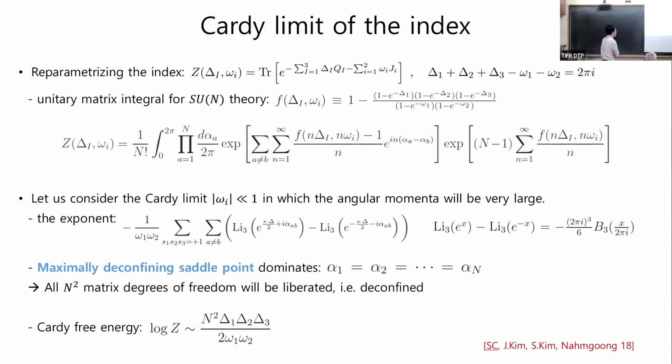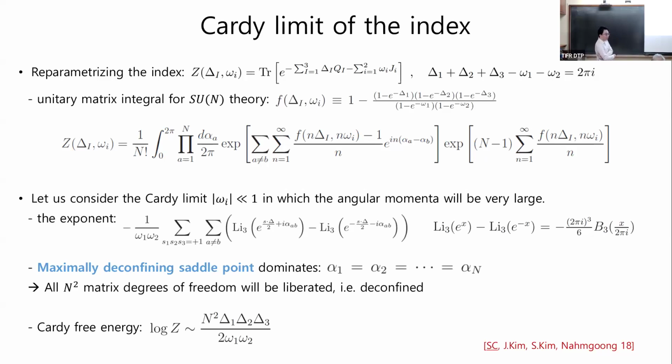So for simplicity, let us first consider the Cardy limit, where this omega is very, very small. So omega approaches 0, in which the conjugate angular momenta will be very large. And after some computation, you'll find that this exponent can be greatly simplified as this, using this trilogarithm function. So when omega is very small, you can expand this, and in the denominator you will have omega 1, omega 2, and you will find n cubed, which will give you Li3.